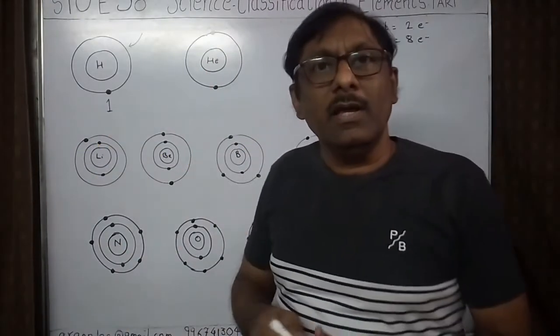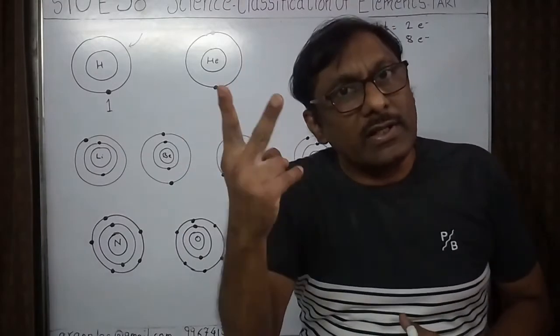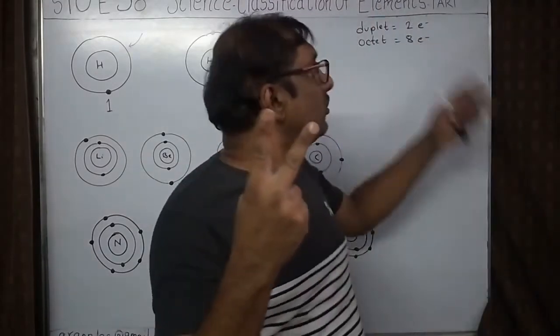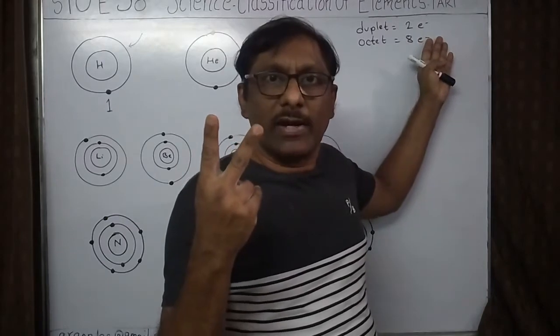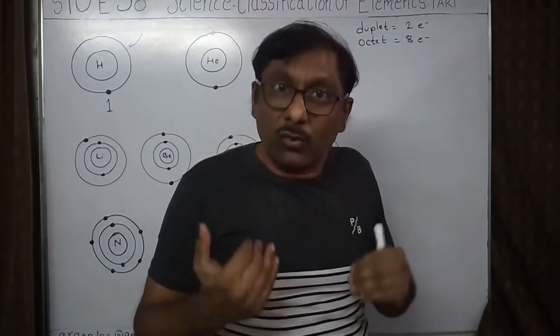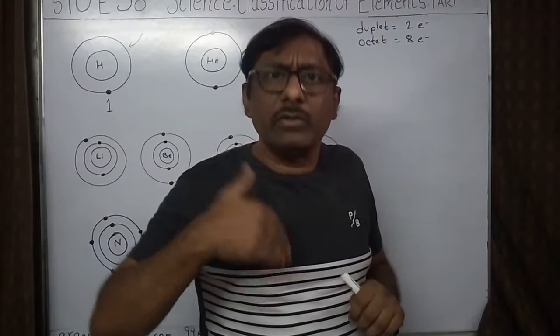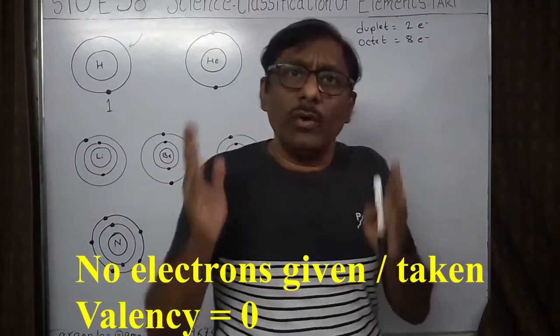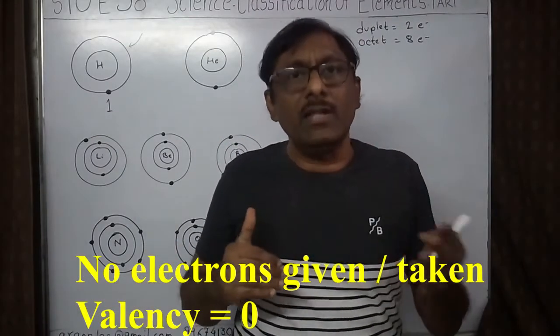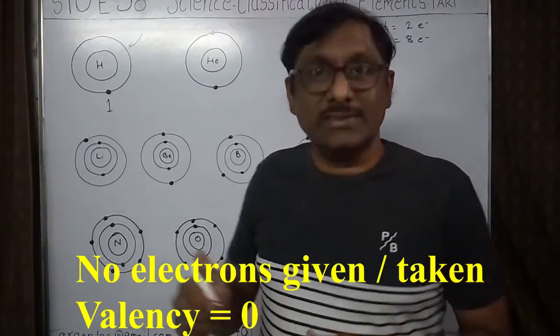Look at helium. Helium has 2 electrons in its outermost orbit. And I said the first orbit can have only a maximum of 2 electrons. So does it need to borrow from anyone? No. Does it need to give to anyone? No. Therefore, no electrons are borrowed or given. Hence, its valency will be 0.